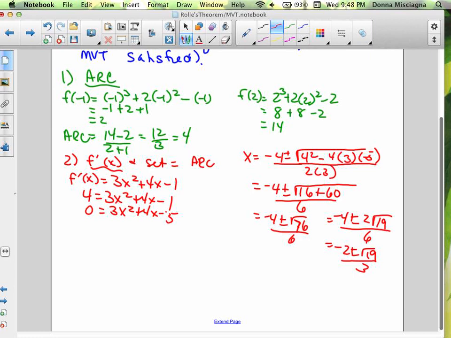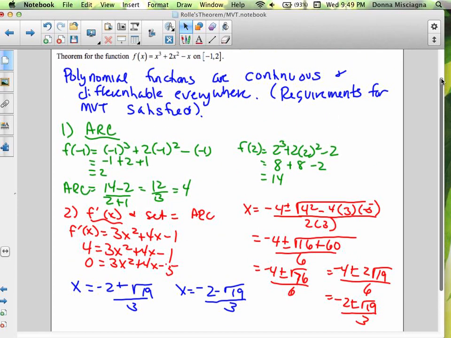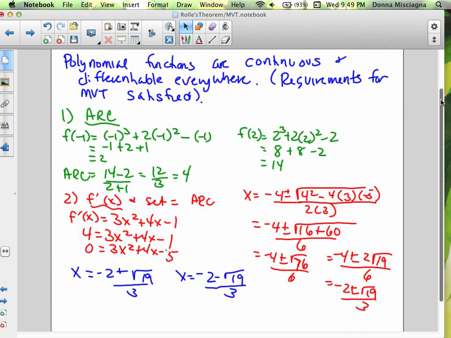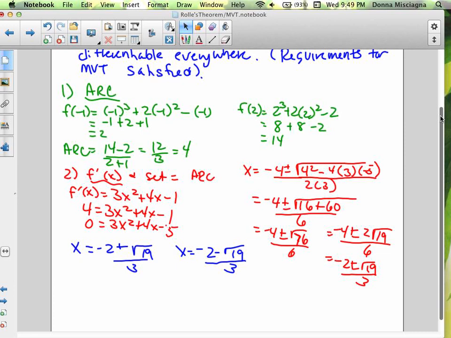All right, so those are the two values. So we have two values there. Are they both good? x equals -2 plus square root of 19 over 3, and x equals -2 minus the square root of 19 over 3. Well, what was our interval? I don't know. I can't see it anymore. -1 and 2. What do you want to bet the second one is not going to be in the interval? I feel pretty confident on that. Let's check the first one though.